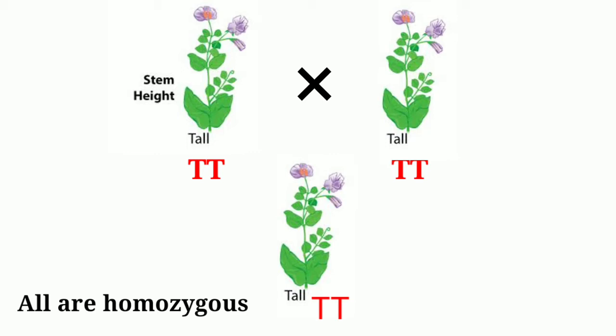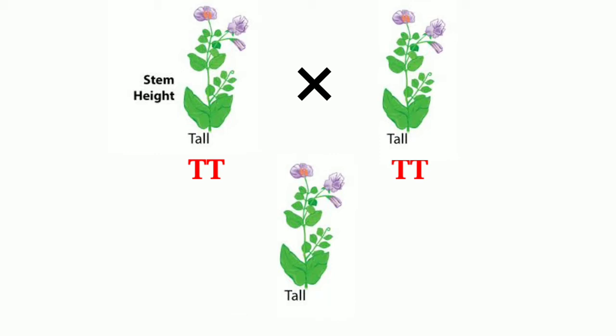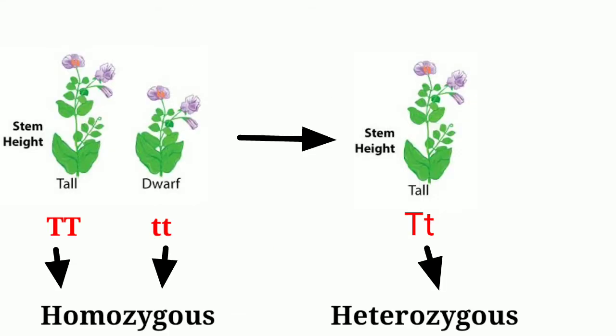But in case the father or the male individual has capital T for the stem height, and the mother possesses small t for the stem height, and these two alleles or genes come to the resultant individual or resultant zygote, here the two alleles or two genes are different. One is capital T, another one is small t, but they are going to express for the same character.